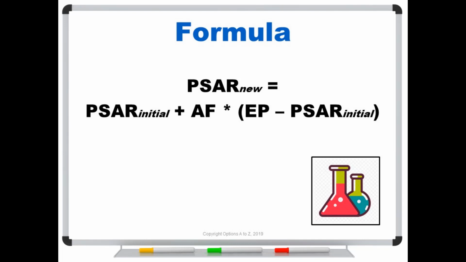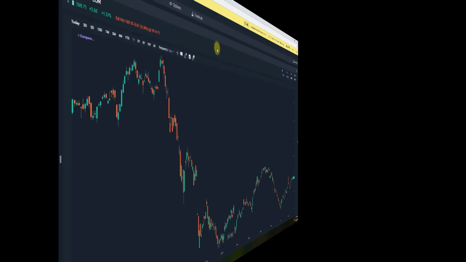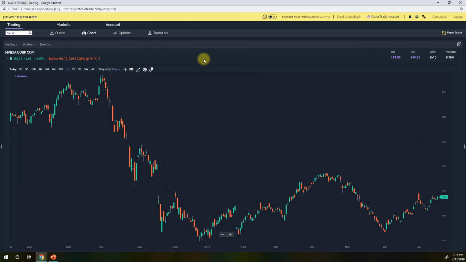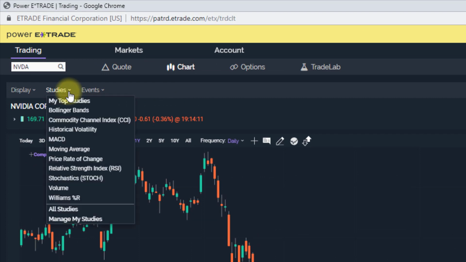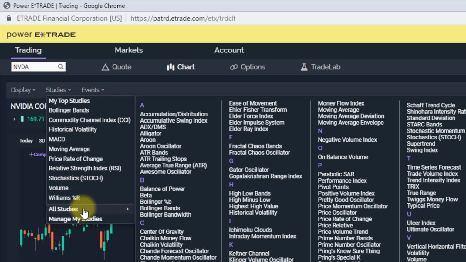So for now, let's jump over to the E-Trade platform and take a look at what the Parabolic SAR looks like on your chart, and then how to use it. So here we are in the E-Trade platform, and I'm going to use NVIDIA for the stock. And to put the Parabolic SAR on, at least for E-Trade, it's very simple. You're just going to come up here to Studies, click there, and from your drop-down menu, you'll see that if you've used it recently, it will show up here in your recents. But if not, come down here to All Studies, click there. You'll get a nice alphabetical list, and right over here at the top, under the P's, Parabolic SAR, just click there.